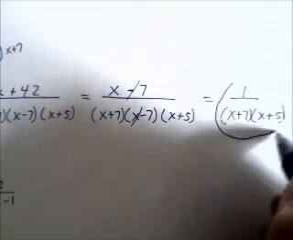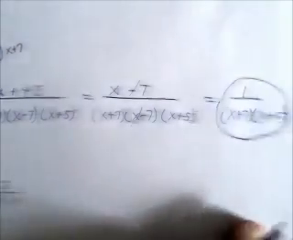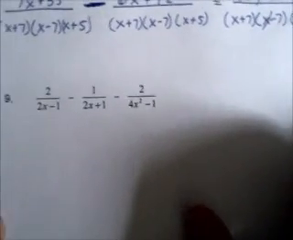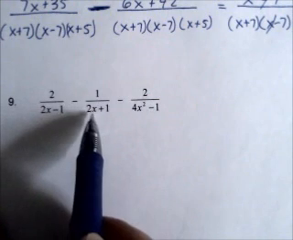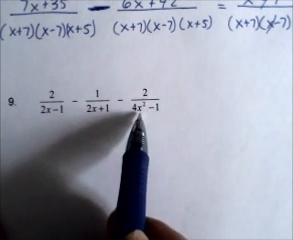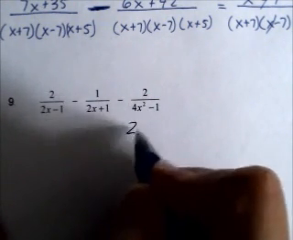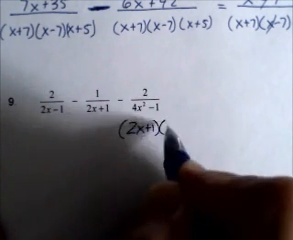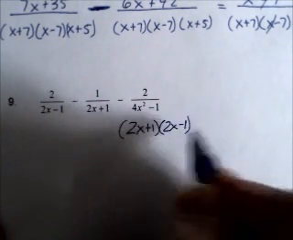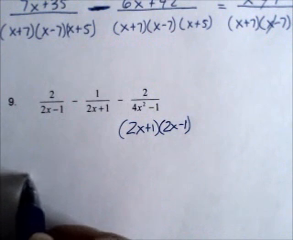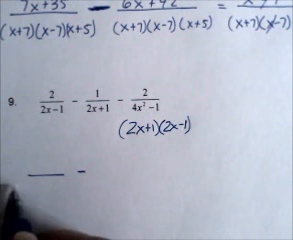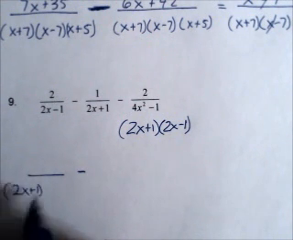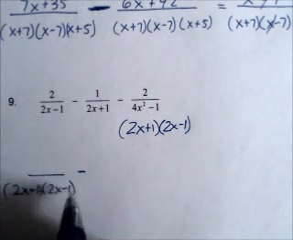Pause the video. Try the next one. Okay, the denominator here, that's not factorable, but our third one is. Difference of two perfect squares, 2x plus 1 times 2x minus 1. Okay, so we have three fractions here. And our common denominator is going to be, yes, 2x plus 1 times 2x minus 1.